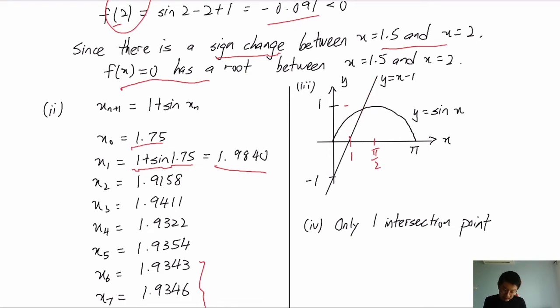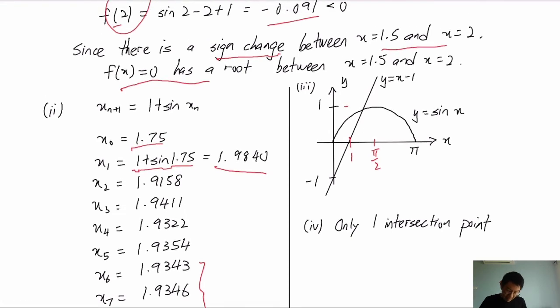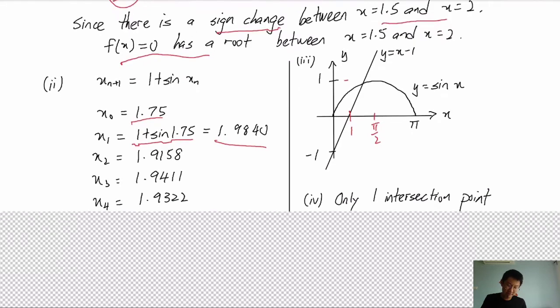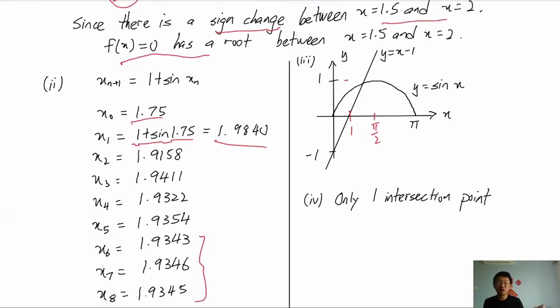Okay, so from there we have part 4. Explain why this equation has no root other than the one found in part 2. In part 2, we already found one solution. The solution is of course the intersection in between the two curves. In this case, we see that we only have one intersection point, so that is why we only have one solution from part 2. So this is basically what happened for the second question.